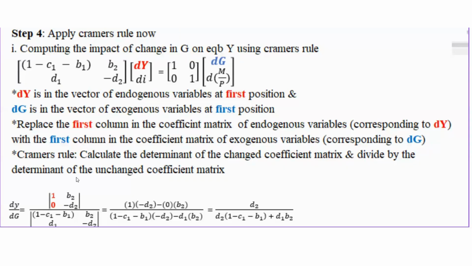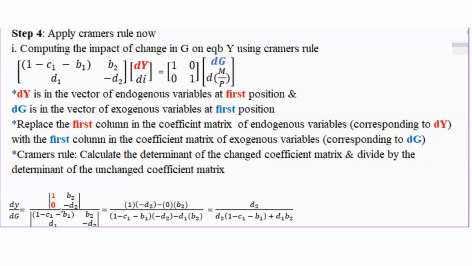Then we calculate the determinant of the changed coefficient matrix and divide by the determinant of the unchanged coefficient matrix of endogenous variables. Here, we're talking about the unchanged coefficient matrix of endogenous variables, I minus A. But basically, because here the first column corresponds to dy, since it appears in the first position in this vector of endogenous variables, we replace the first column with the column corresponding to dg here. So the column corresponding to dg is 1, 0. We replace the column corresponding to dy with the column 1, 0.